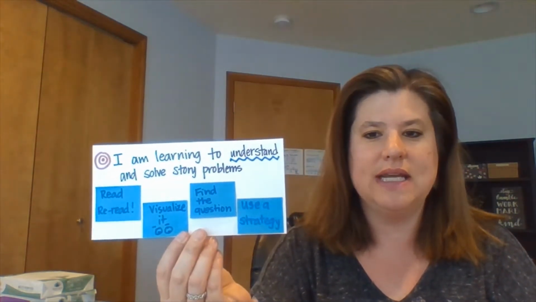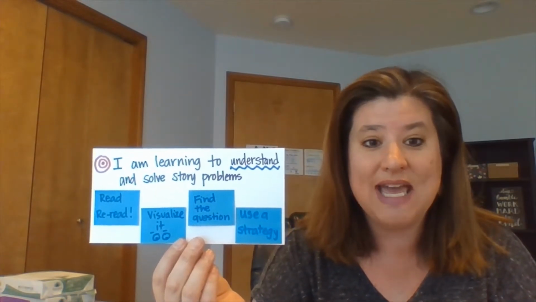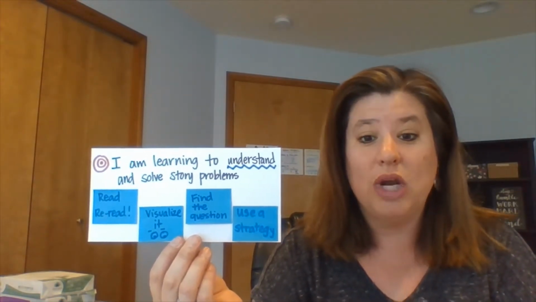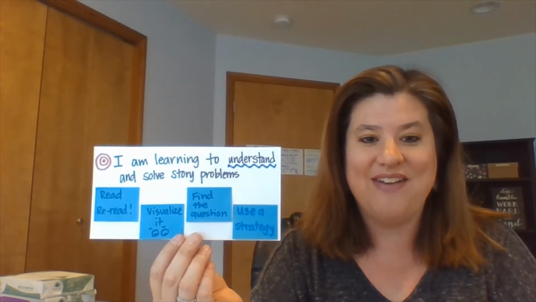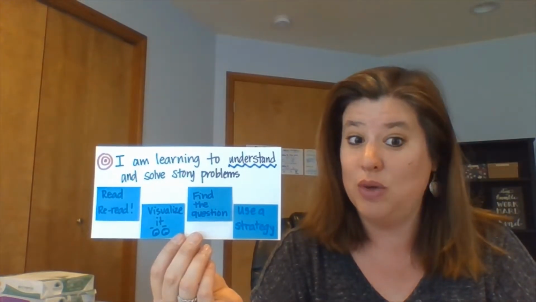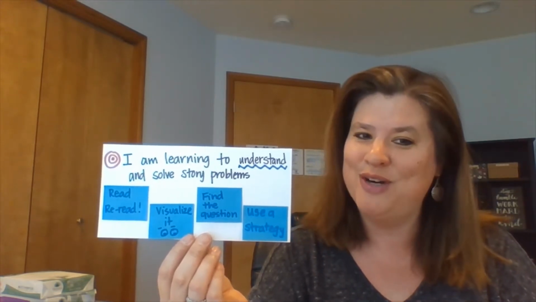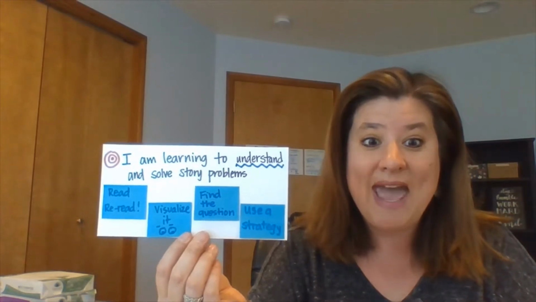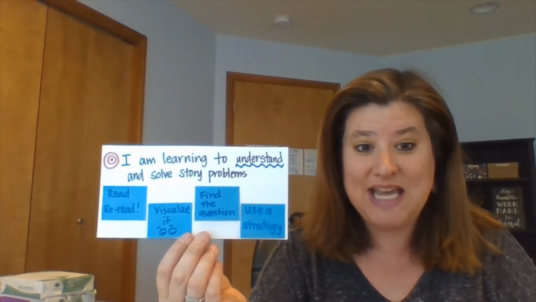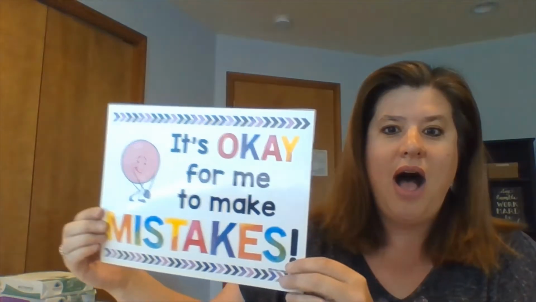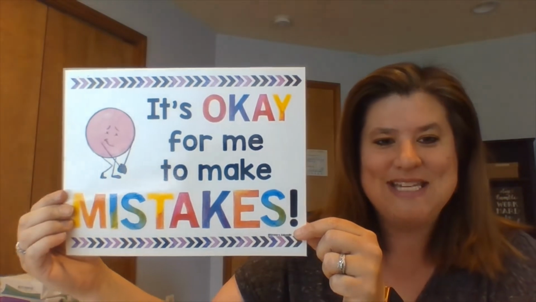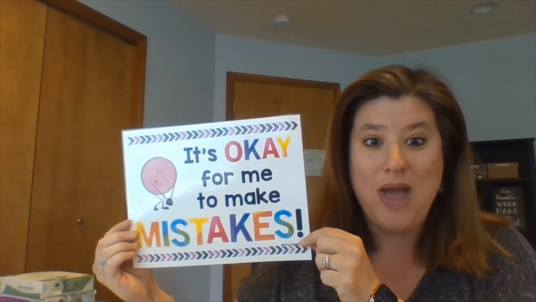And today I just want to go real quick right into it because the learning target we're going to be looking at today is I am learning to understand and solve story problems. We're going to get deeper and deeper into that idea of how we understand and figure out what the story problems are asking us to solve. I do want to remind you before I flip my camera over that it is okay for you to make some mistakes today while you're thinking about math. Remember, it's okay for you to make mistakes. In fact, your brain is growing when you do.